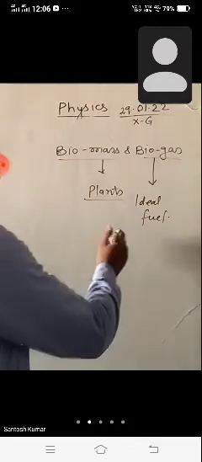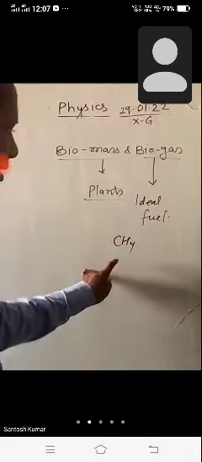Can anyone tell me any other popular name of this biogas? Anyone? Any other popular name of this biogas? Methane? Any more response? हाँ जी, दूसरे बच्चे भी बोलो. Any more? Okay, methane, you have told.